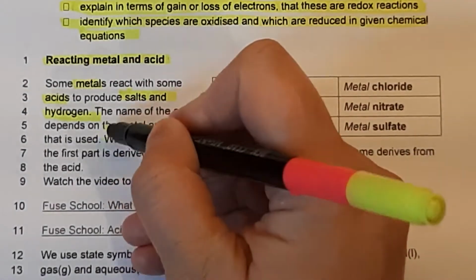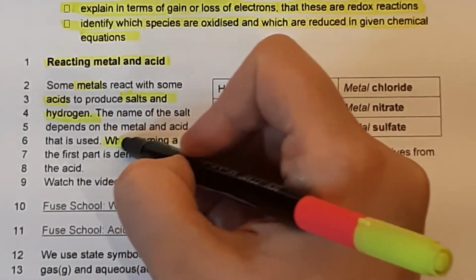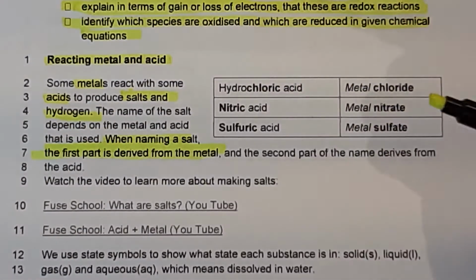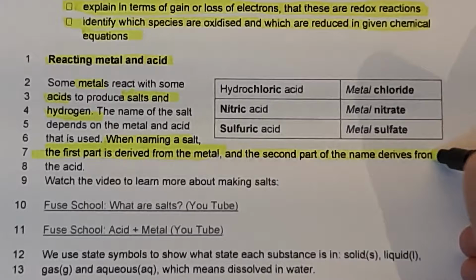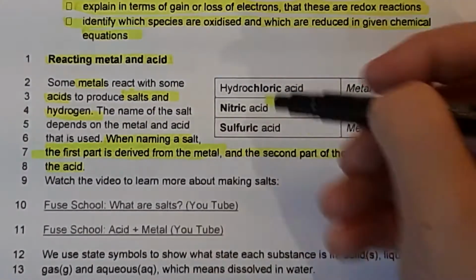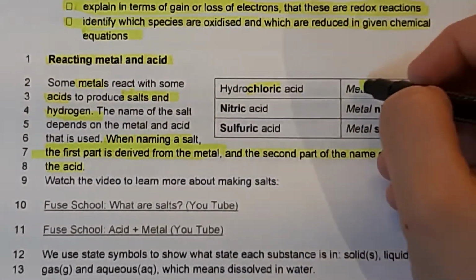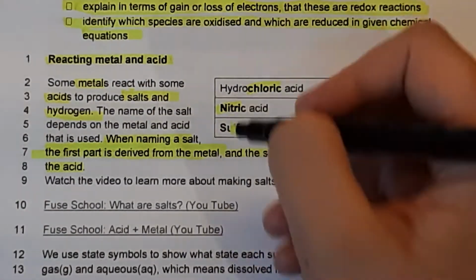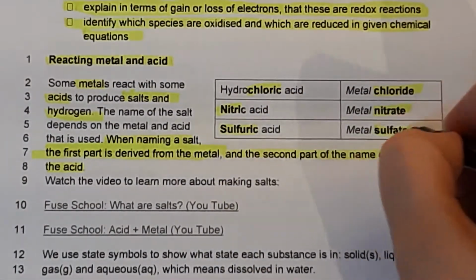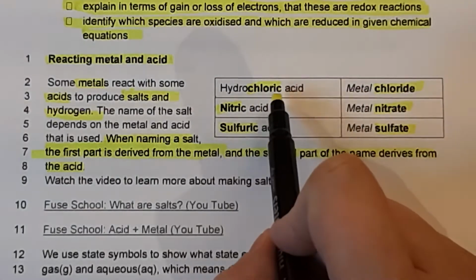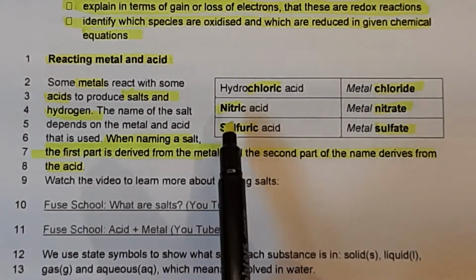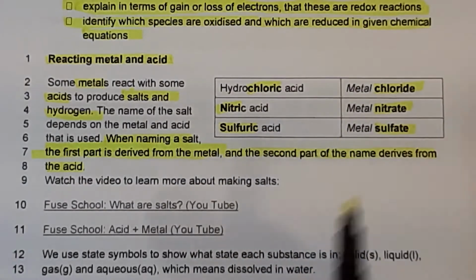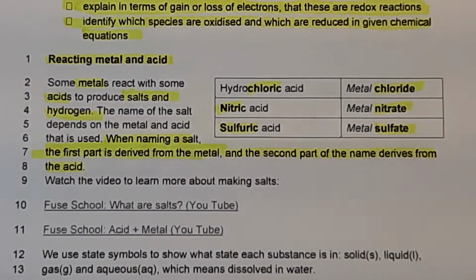So when naming a salt, the first part of the name is derived from the metal. So the first part of the name is based on the metal that's used, and the second part of the name derives from the acid. So for hydrochloric acid, it's metal chloride. For nitric acid, it's metal nitrate, and for sulfuric acid, it's metal sulfate. So any metal with hydrochloric acid produces metal chloride, any metal with nitric acid produces metal nitrate, and any metal with sulfuric acid would produce metal sulfate if they react, and not all will react.